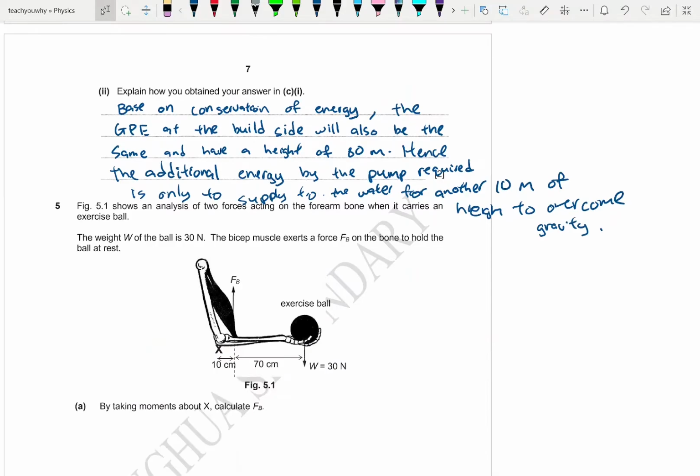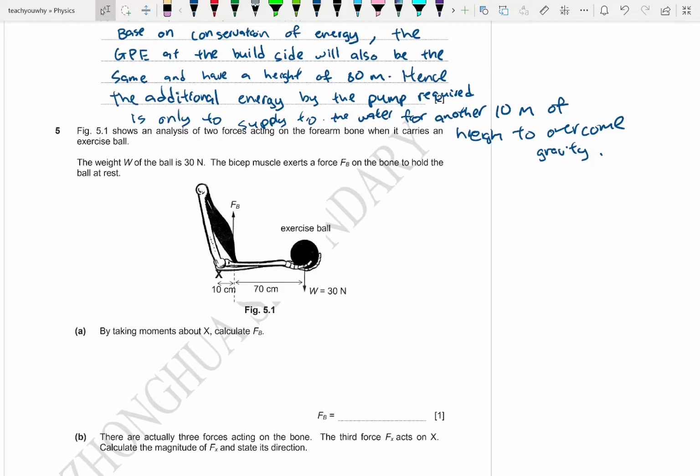Question 5. Figure 5.1 shows an analysis of two forces acting on the forearm bone when it carries an exercise ball. The weight of the ball is 30 newtons. The bicep muscle exerts a force FB on the ball to hold the ball at rest. Taking moments about X, calculate FB.